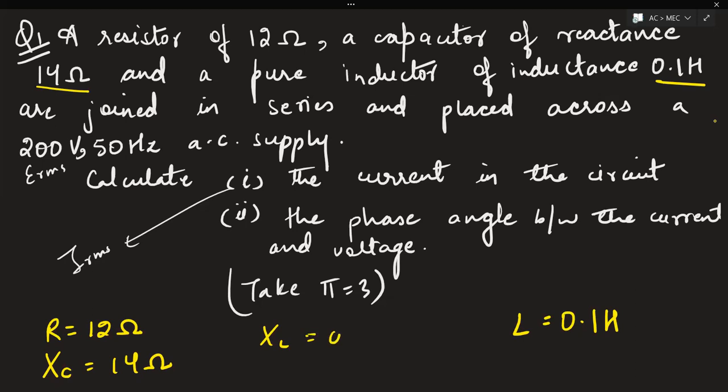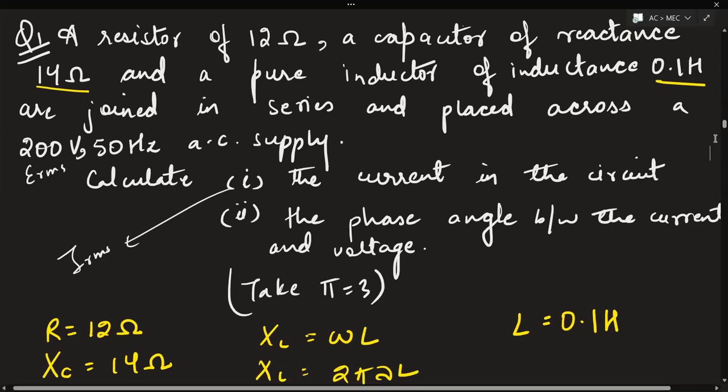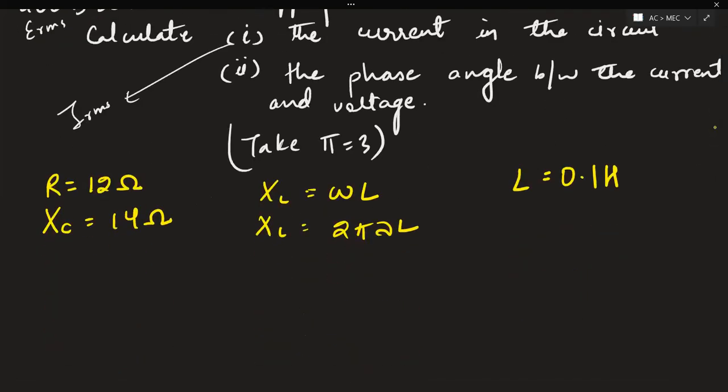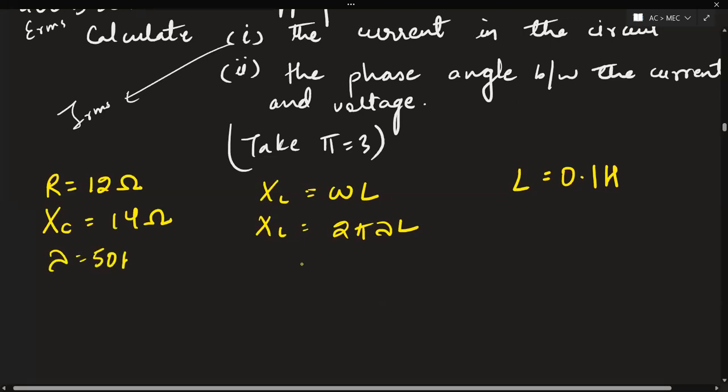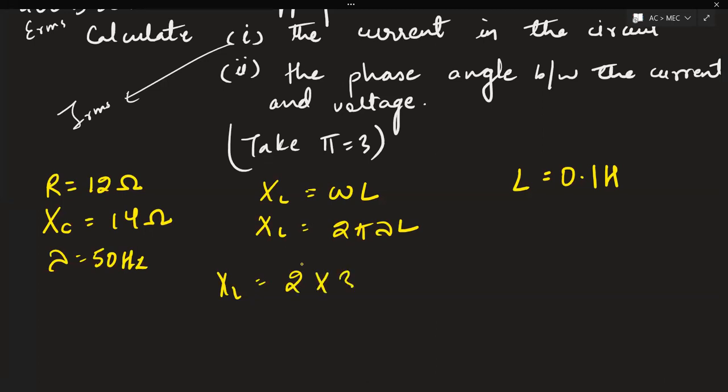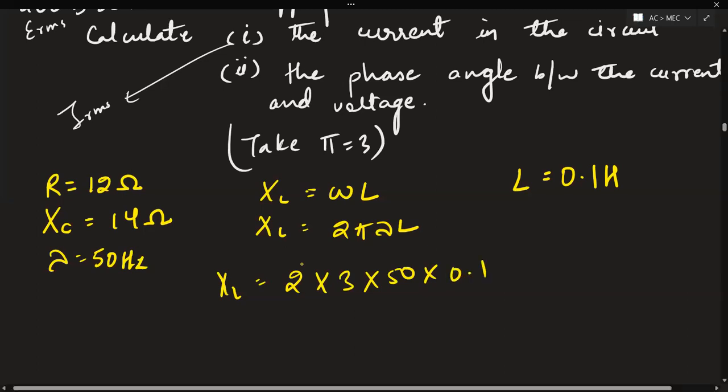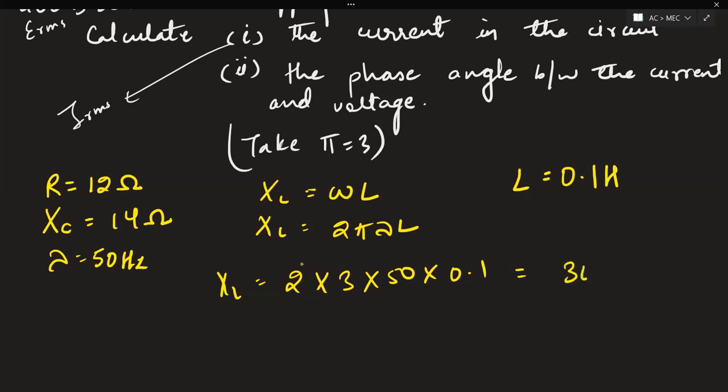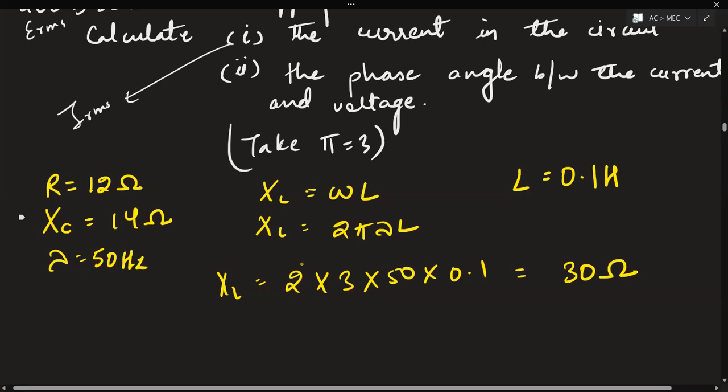And XL will be calculated by omega L. I do not have the value of omega, so I'll write it in terms of 2 pi nu L. If you convert this, frequency is given as 50 hertz. XL will be 2 into pi, take it as 3, into 50 into 0.1. So this will be 30, yes. This will be 30 ohms. Fine. Now you have value of XL, XC is there.